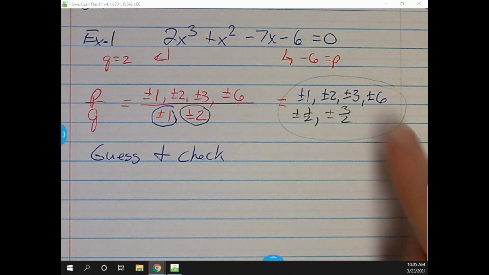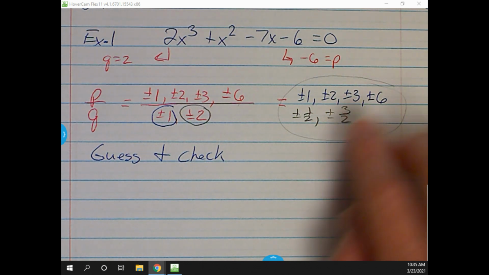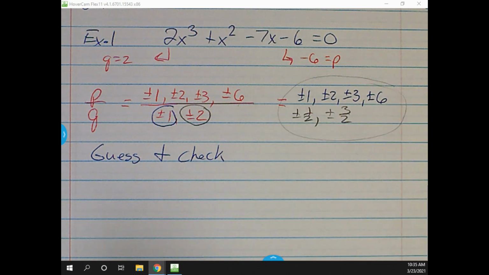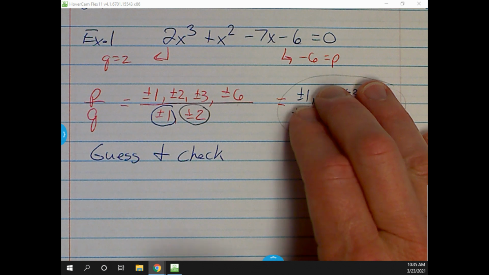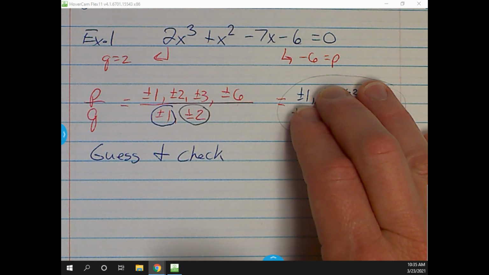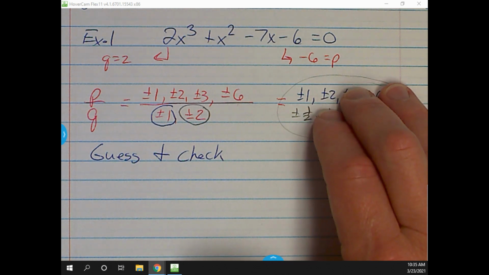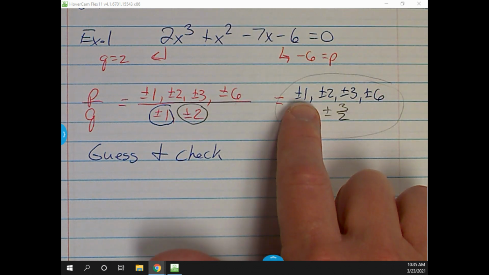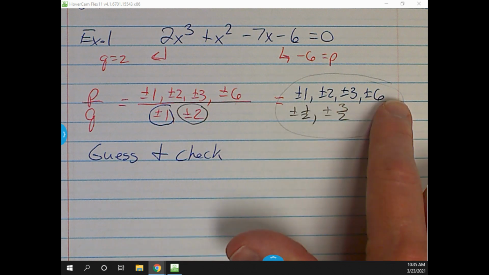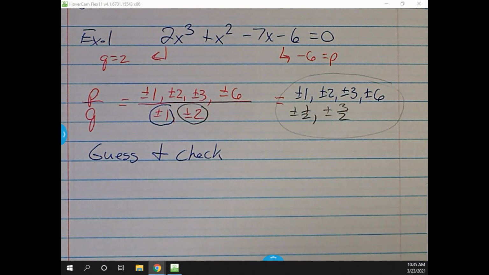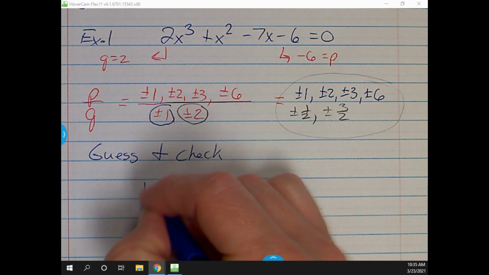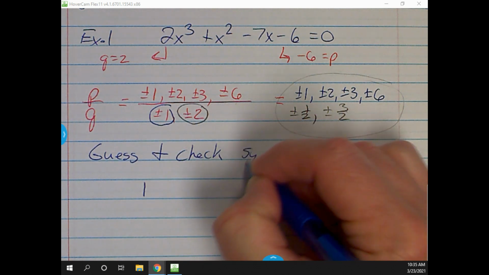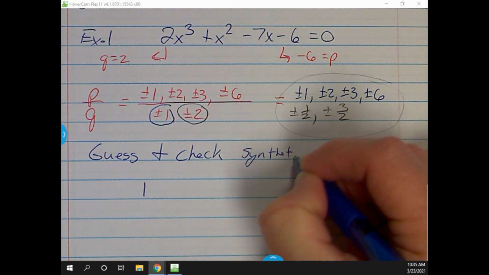A lot of times with these problems, even the big number is not going to work. So most of the time, the answers you're going to get are usually in the smaller group of answers. Just so you keep a pattern, I would say you start with positive and negative 1, and then you check that one, and then you go to positive and negative 2, and if that doesn't work, then you go to positive and negative 3, and you just keep going from there. So you start with the smallest whole number, and then keep working your way up. Okay, so we're going to do a guess and check. We're going to guess positive 1, and we're going to do synthetic division.